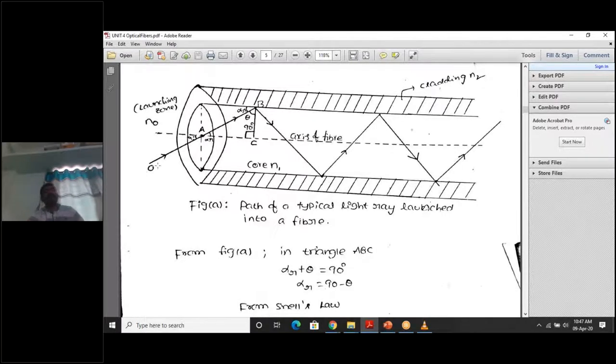Here we are launching the light ray not from denser to rarer, but rarer to denser. You should be very, very clear. Initially, we are launching the light ray from the air medium to the glass medium. The outside medium is the air medium. And the core is what medium, whose refractive index is N1? It is a glass medium. So here I am launching the light ray from the air medium to the denser medium. So OA is what? The incident light ray, which strikes the glass at point A.